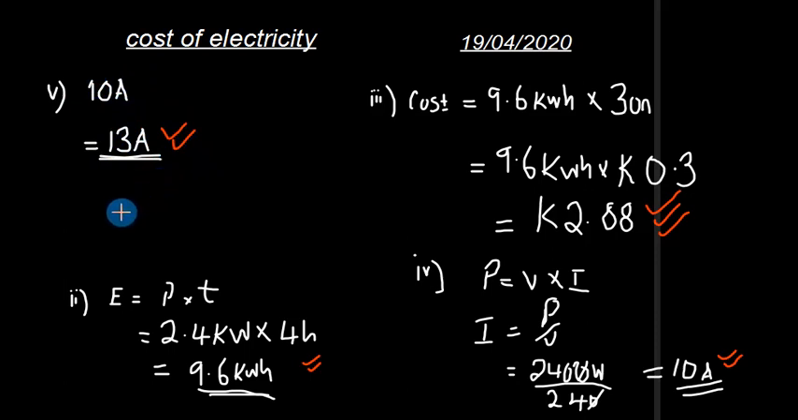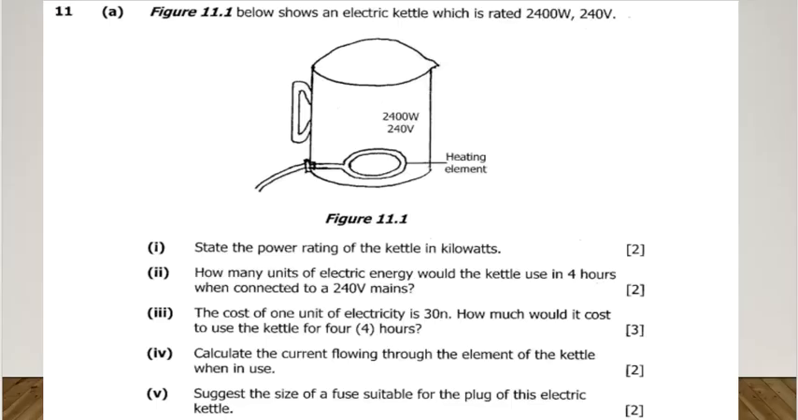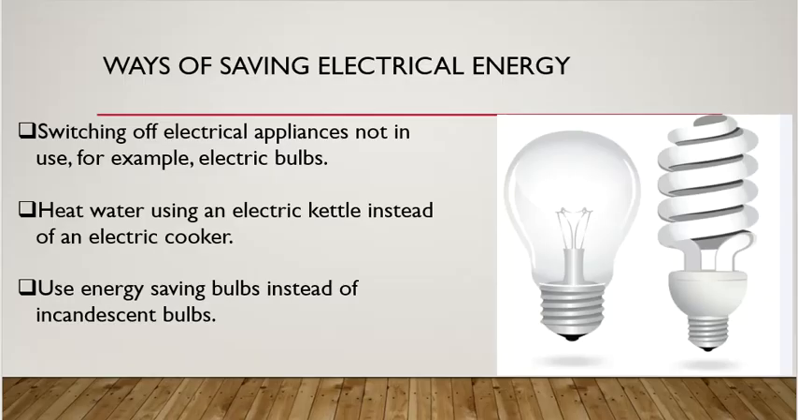So that was our example from a past paper question. We can now proceed with our lesson. At this point I want us to go to another objective or outcome. We want to look at ways of saving electrical energy in our homes and also in the industry. So how can we save energy, and why should we save energy? The reason why we should save energy is, one, it will reduce the cost.